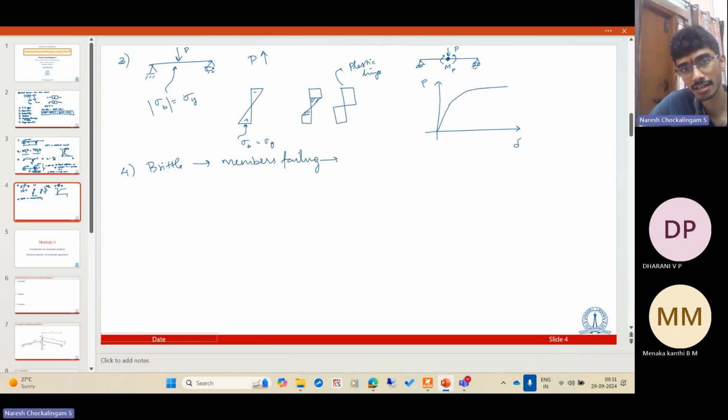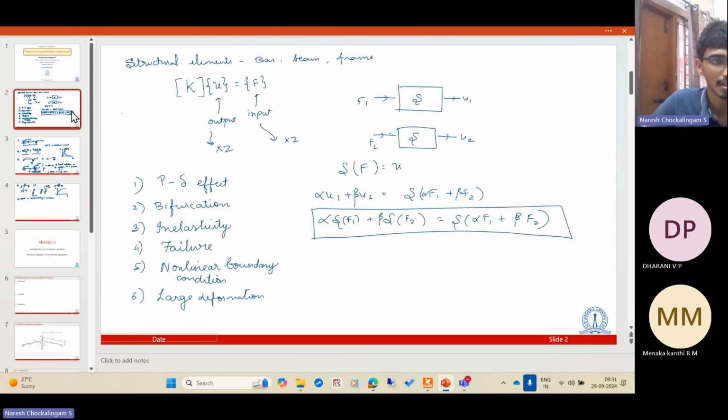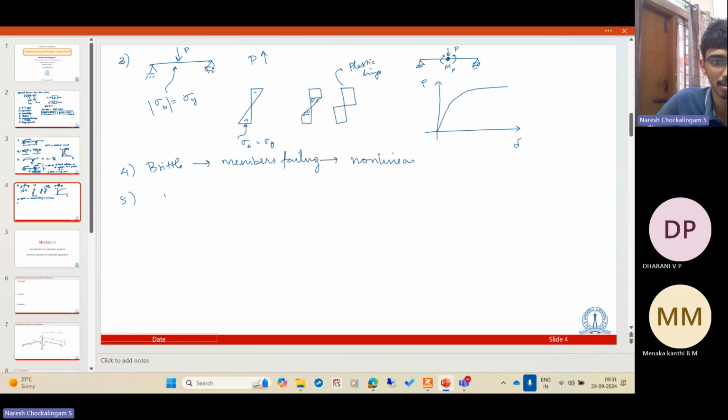And that will also result in a nonlinear P delta curve. So this I'm not going to explain much. It's obvious. Then you can have nonlinear boundary conditions. That is, for example, you can take the simple case of a spring with a mass. And then say I have another wall here with another spring hanging out. Right? I have another spring hanging out here.